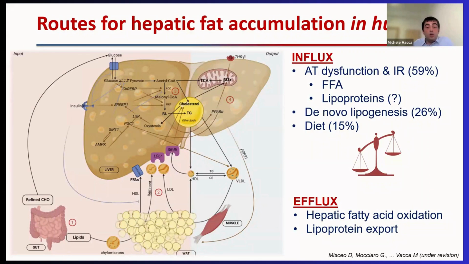With regards to lipid influx, it is important to point not so much to overweight and obesity, but to adipose tissue function, and in specific, the dysfunction that leads to insulin resistance. 60% of the lipidome is coming from free fatty acids and lipoproteins that are coming from the periphery to the liver and accumulate in the liver.